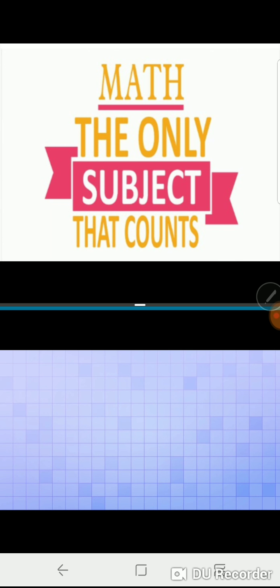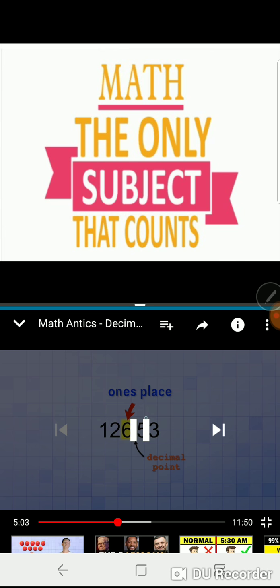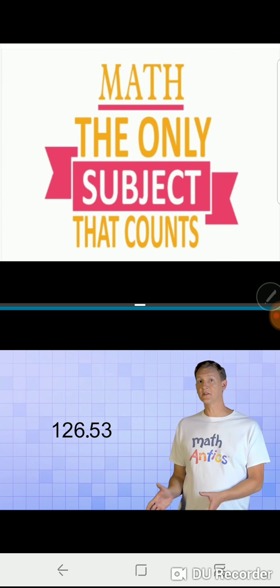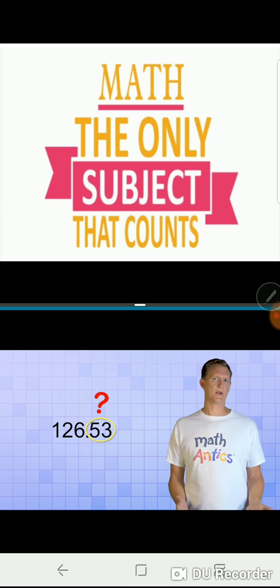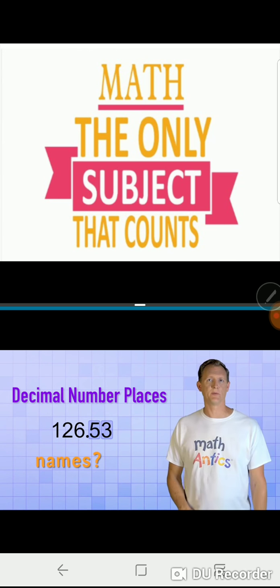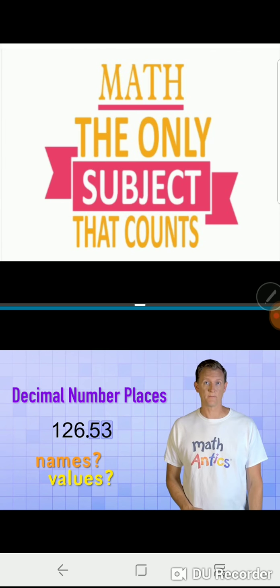For example, if you see a sequence of digits like this, 126.53, you can tell right away that the digit 6 is in the ones place because it's immediately to the left of the decimal point. That means this 2 is in the tens place, and this 1 is in the hundreds place. Okay, but what about the digits that are to the right of the decimal point? We know that they must be in decimal number places, but what are the names of those decimal number places, and what values do they count?